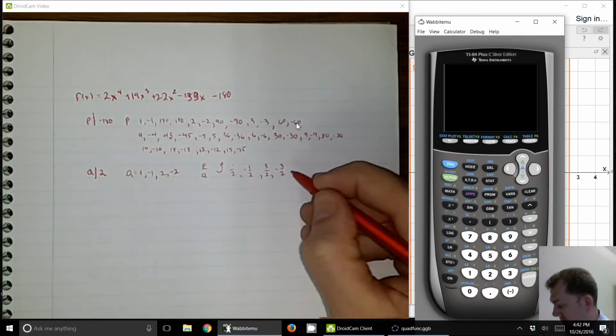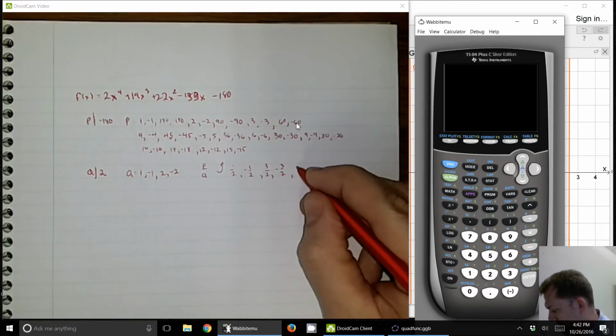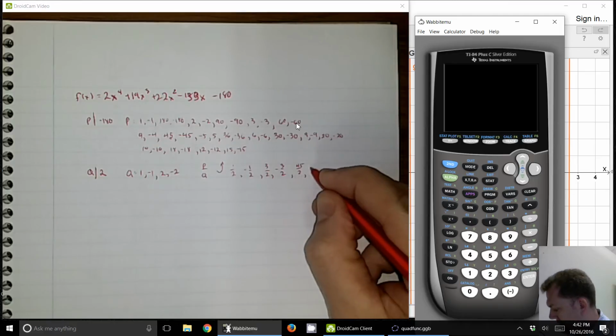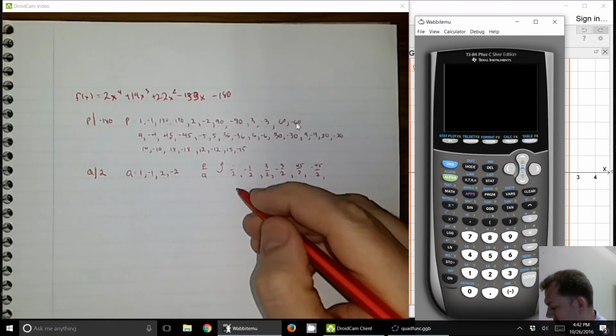So this is a really terrible example because of how many different possible things there are to check, but it's a finite list.